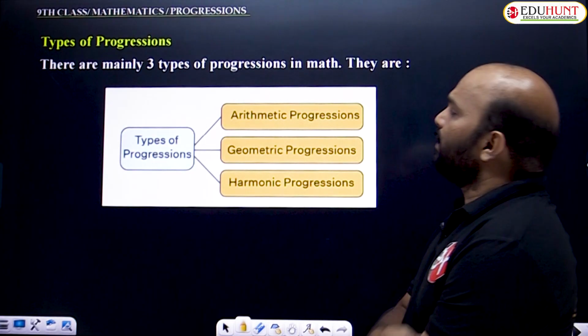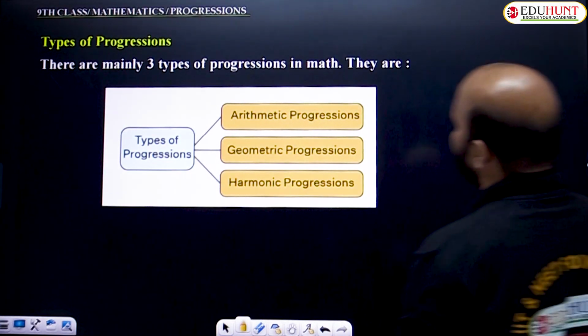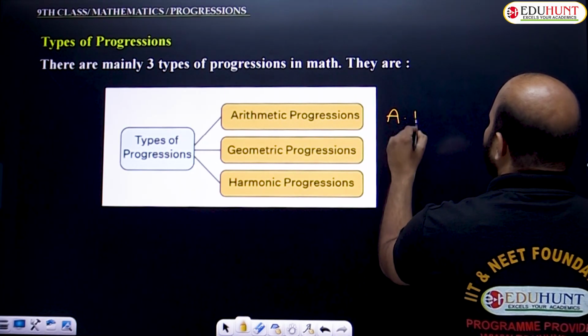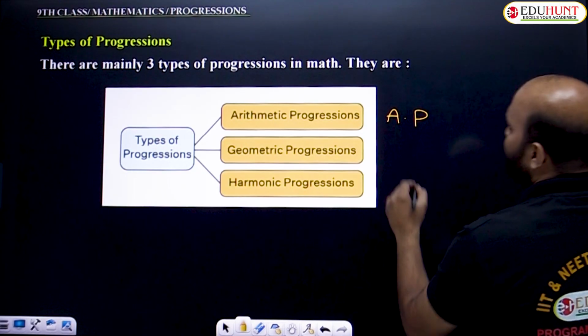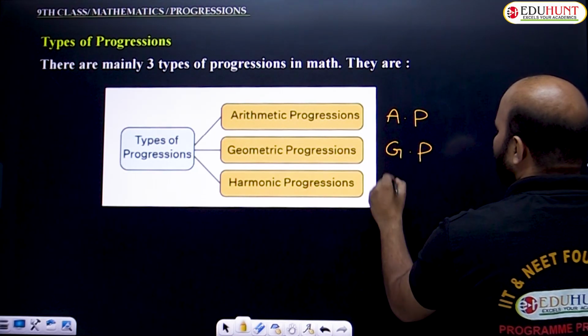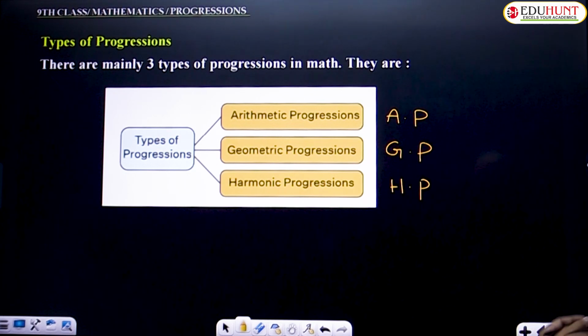Next one, types of progressions. There are mainly 3 types of progressions in mathematics. The first is arithmetic progression, short form AP. The second is geometric progression, nothing but GP. And the third is harmonic progression, nothing but HP. So mainly there are 3 progressions in mathematics.